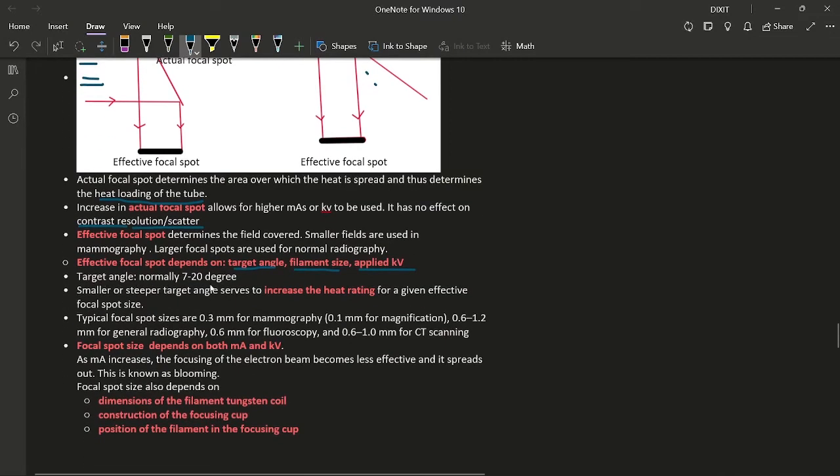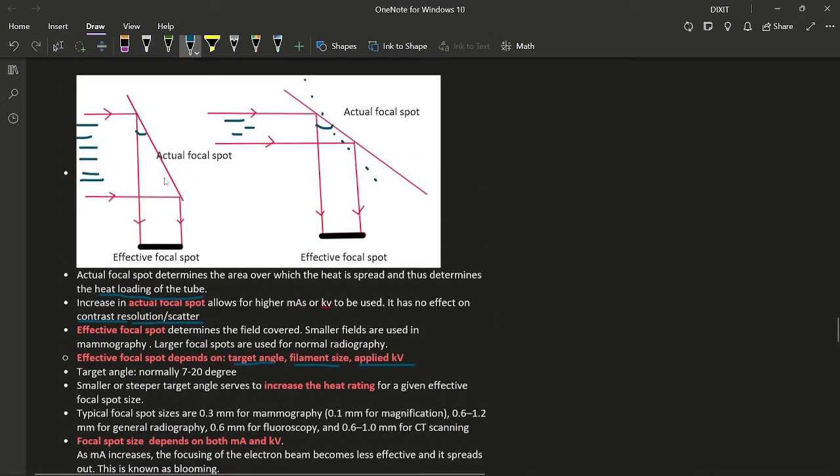The target angle is normally 7 to 20 degrees. A smaller or steeper target angle serves to increase the heat rating for the given effective focal spot size. So this was our first example, in which we used a small angle to get a much larger actual focal spot size, and in that way increased the tube loading, the heat loading of the system.